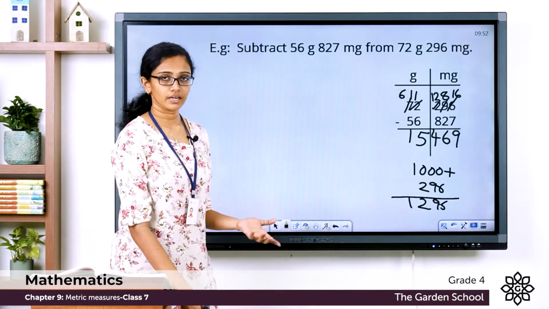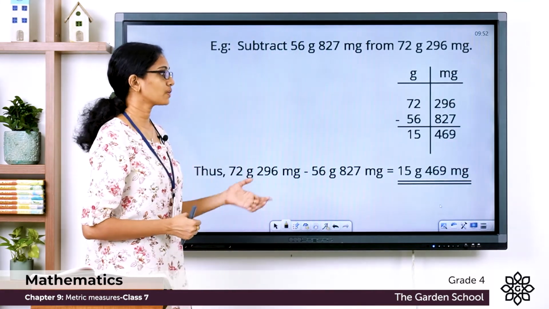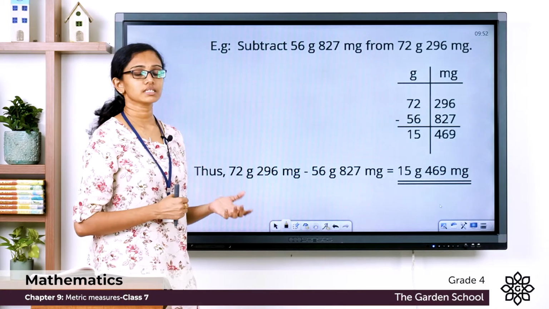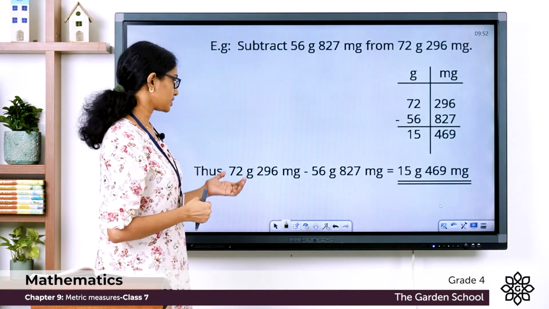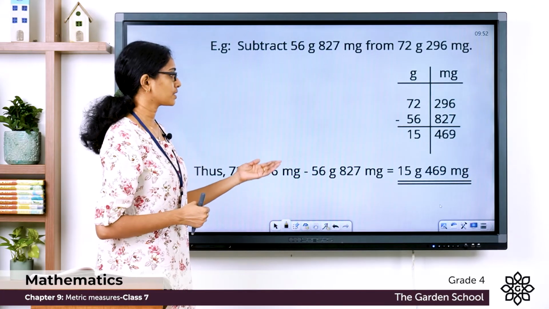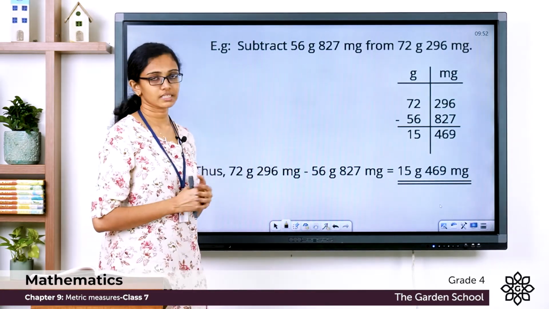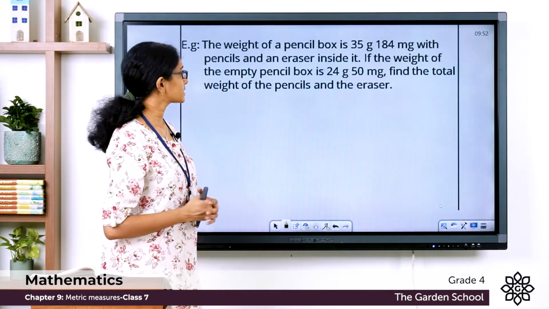So now that we have done the subtraction, the difference here is equal to 15 gram 469 milligram, which is 72 gram 296 milligram minus 56 gram 827 milligram. I hope this question is clear to you. Now let's do one more example.